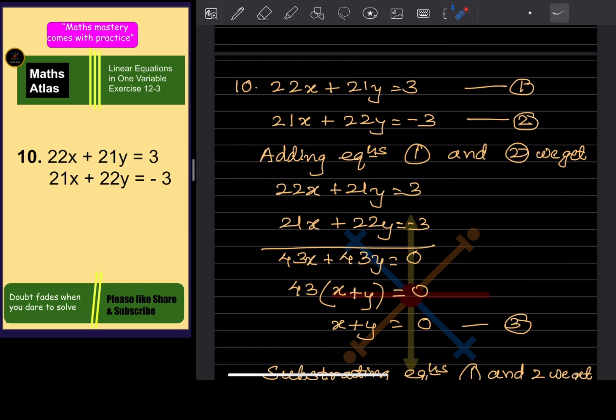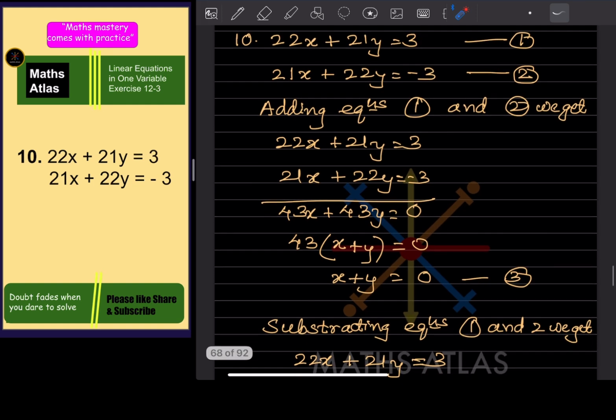So here what we'll do, adding equations. For the first step we'll add this one, adding equation 1 and 2. So when you're adding equation 1 and equation 2, this is going to be 43x plus 43y, then this is going to be 3 minus 3, which is going to be 0. So from these two terms, we can take 43 common. So in the bracket will be 43 times x plus y is 0. So x plus y is going to be 0, because 0 divided by 43 is going to be 0. So we can consider this as equation number 3.